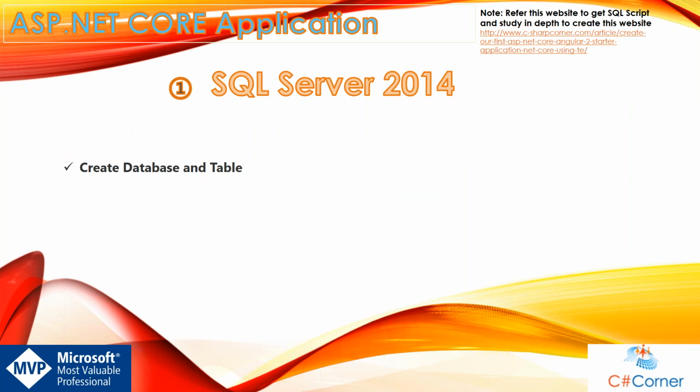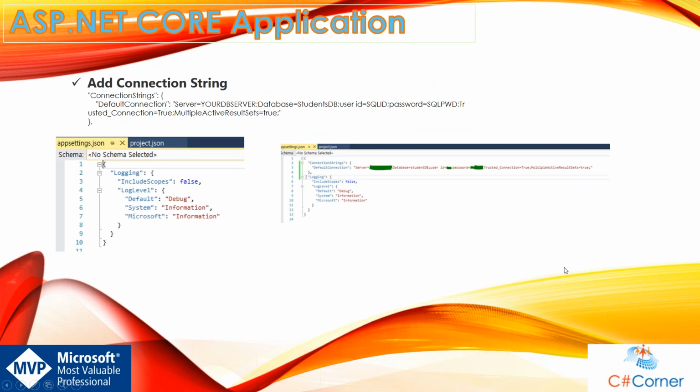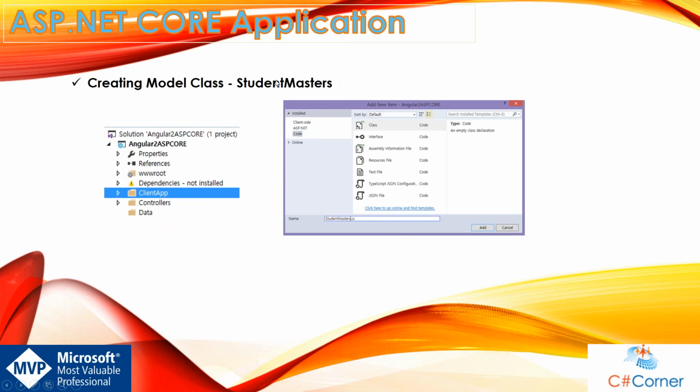We have now created the SQL Server database. Next, we created our project, and all the dependencies have been successfully added to our solution. Next, we have added Entity Framework. And next, we have added the connection string. After that, we create a class called StudentMaster.